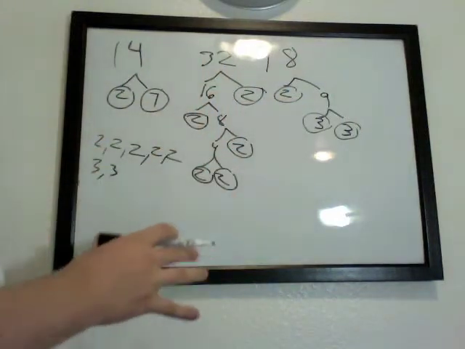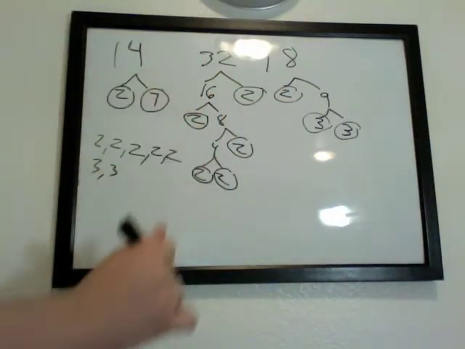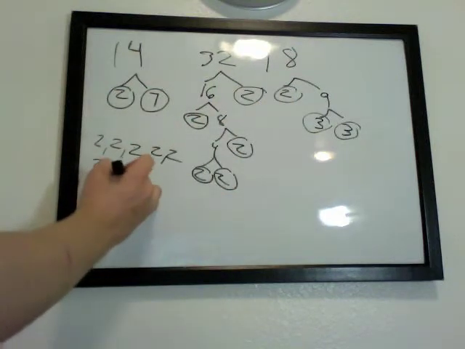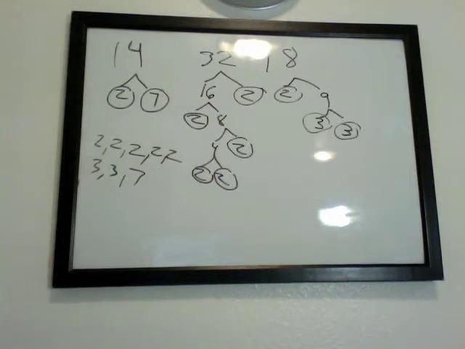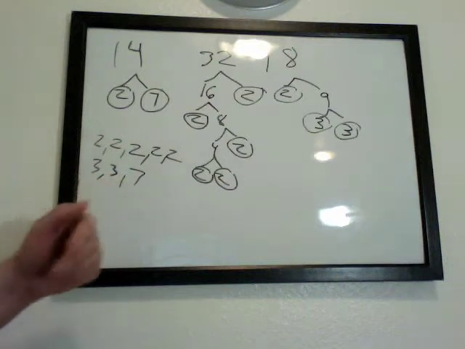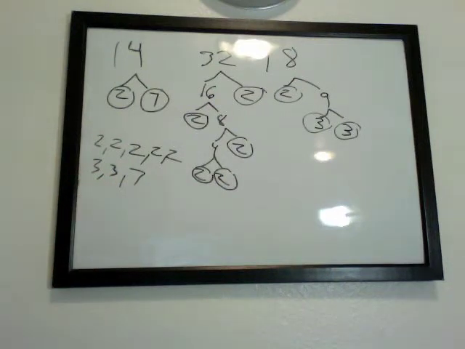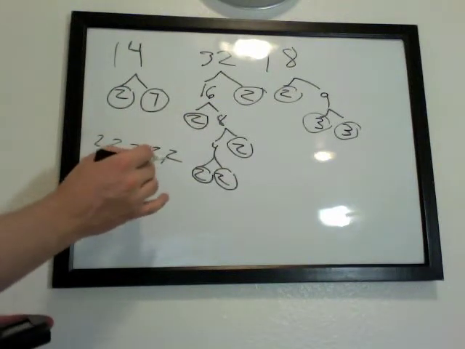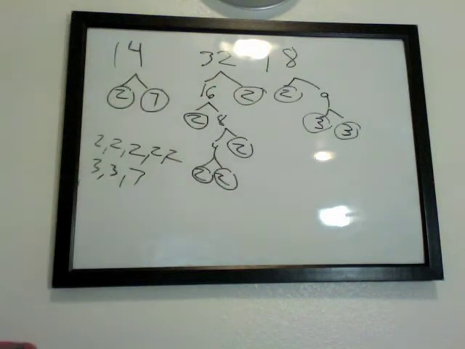Now, what other primes do we have left? We have a 7. We only have one 7 out of all of this. And so why do we make a list of this? We have 2's here, 3's here, and a 7 here. Well, what you would do is you multiply them all out. So you go 2 times 2 times 2 times 2 times 2. That would equal 32.